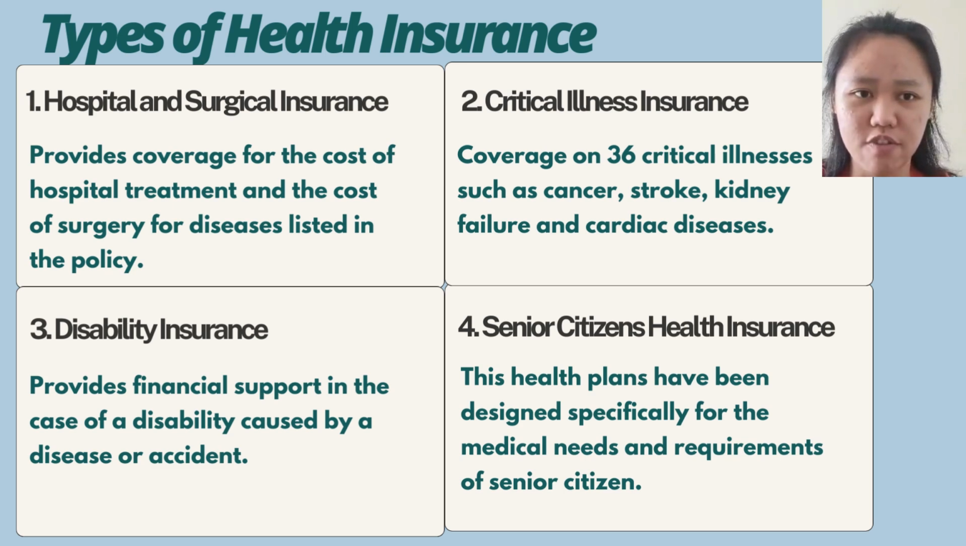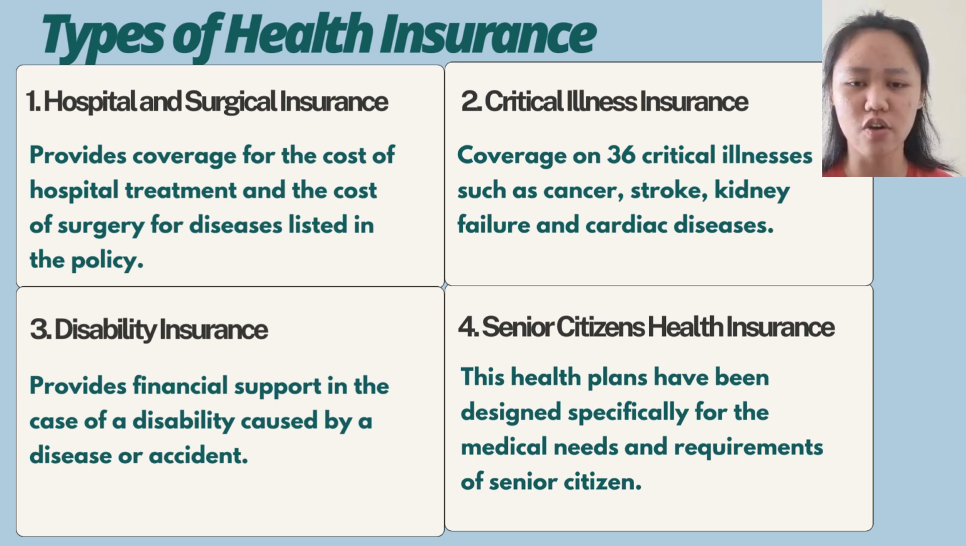Every individual is different and has a unique set of needs. A single health insurance product is not enough to cover every person's individual requirements. This is why there are different types of health insurance plans available. The first one is hospital and surgical insurance. This insurance provides coverage for the cost of hospital treatments and the cost of surgery for diseases listed in the policy. The second one is critical illness insurance.